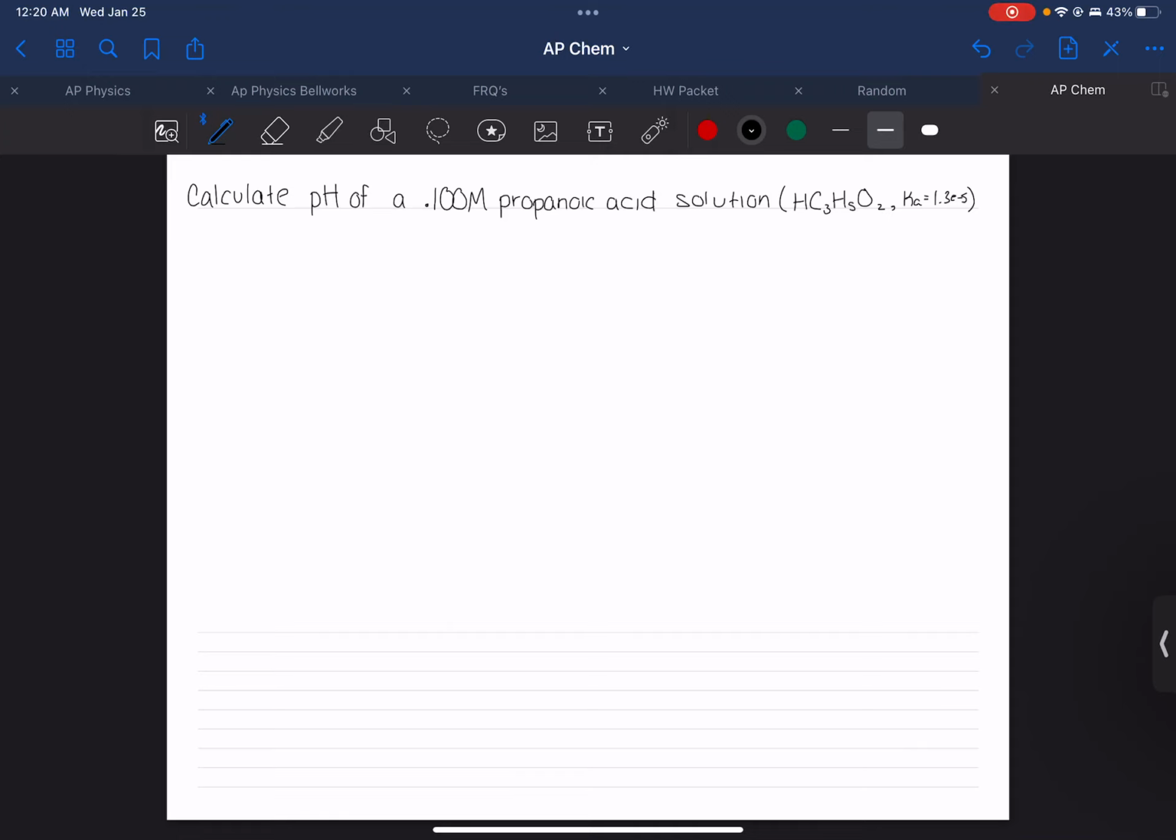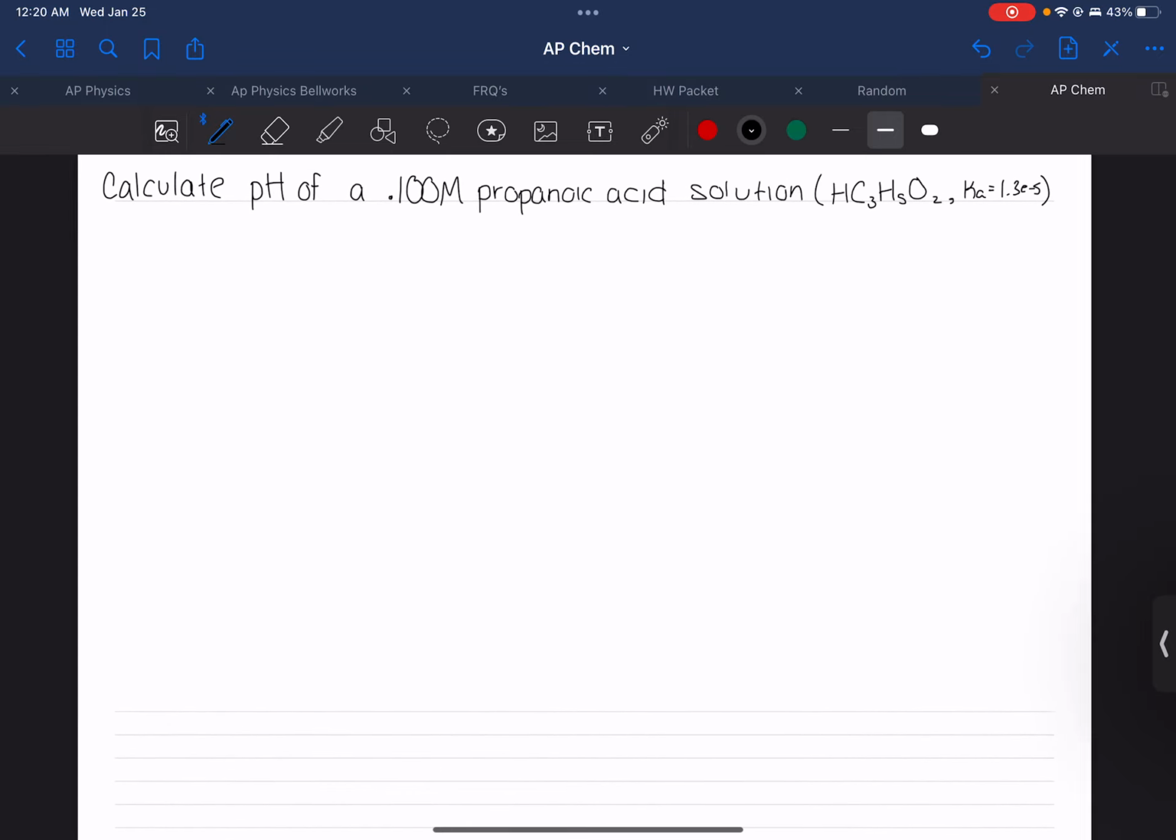Guys, today we are going to be doing this problem. This is chapter 15 of AP Chem, and the name of it is called Acid-Base Equilibria. Ignore my handwriting. Okay, let's just get straight into it.